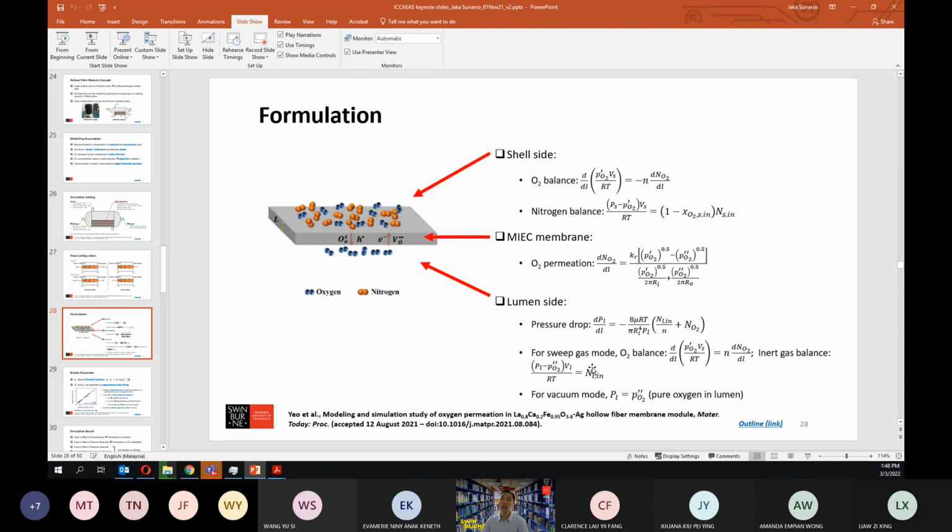In the cell side, we use the oxygen balance and the nitrogen balance. In the MIEC membrane side, we use the oxygen permeation equation. In the lumen side, we use the pressure drop. Okay, oxygen balance, inner balance, and vacuum mode in here. The detail is a bit complicated.